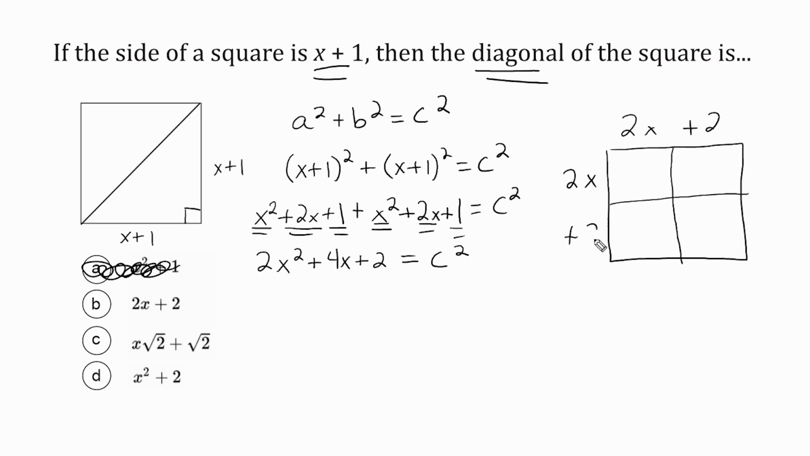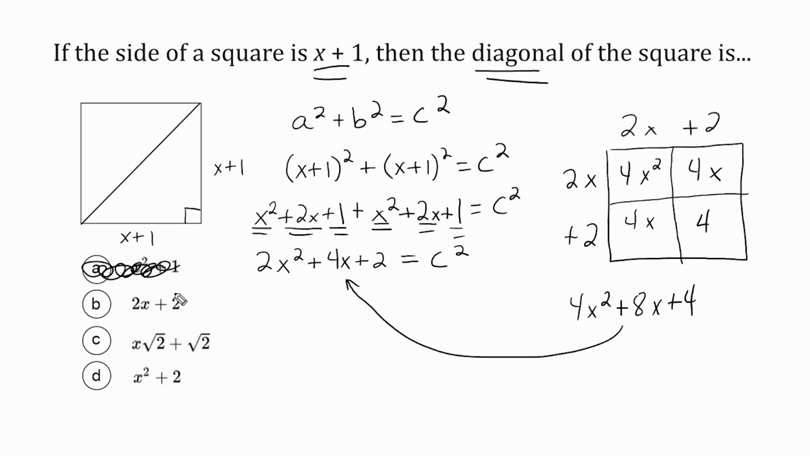All right, so here we have 2x times 2x, which is 4x to the second power. Here we have to double 2x, which is 4x. Same thing here, we're going to double 2x, which is 4x. And here we get 2 times 2, which is 4. And that would give us an expression of 4x to the second power plus 4x and 4x. Those are like terms, so we can combine those. That would be 8x plus 4. And as we can see, this is not equivalent to that expression, so we can eliminate choice B.